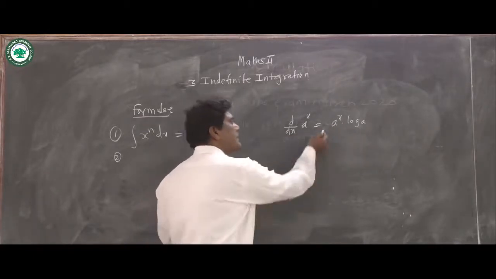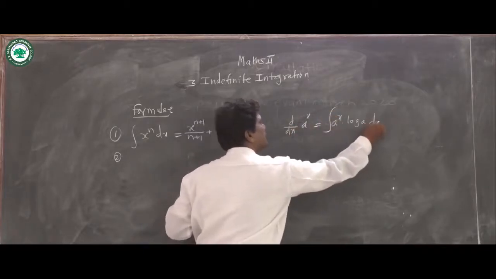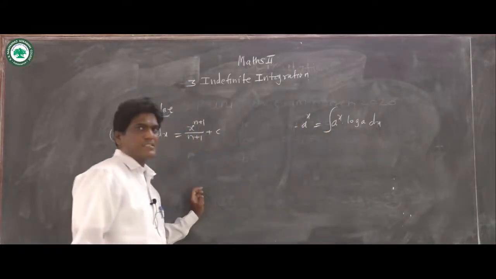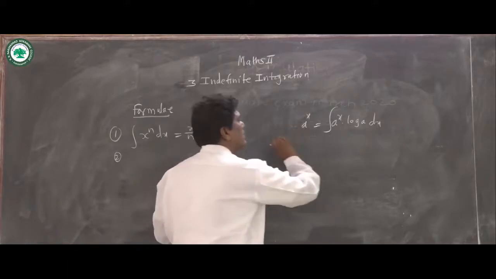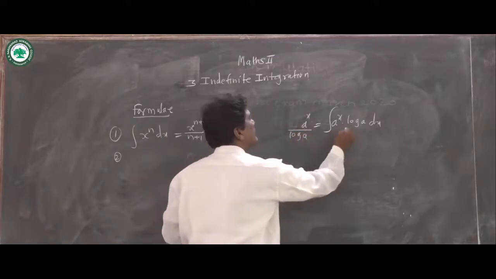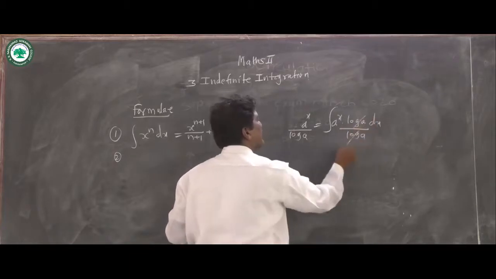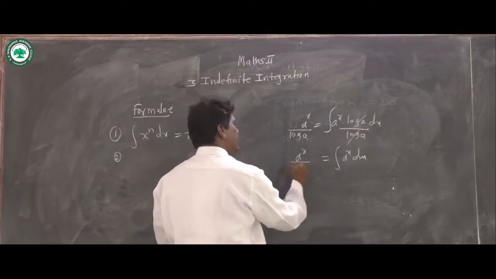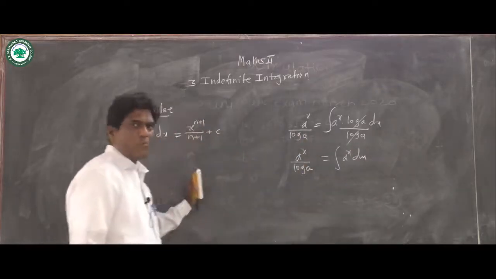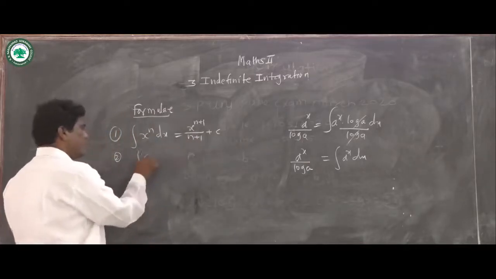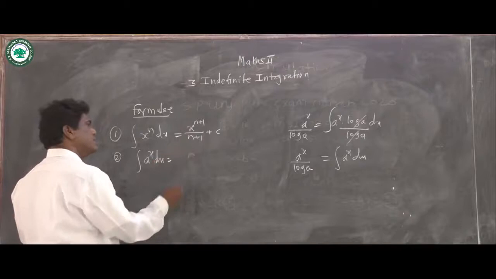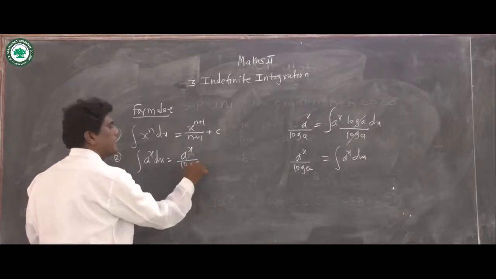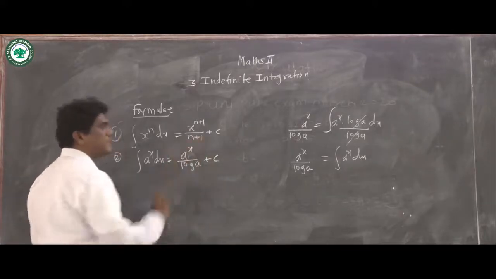Now here, if we take the integration of this with respect to x, we get a to the power x. And now we divide on both sides by log a. So log a gets cancelled, and we get integration of a to the power x dx is equal to a to the power x upon log a. So integration of a to the power x dx is equal to a to the power x divided by log of a plus constant of integration.